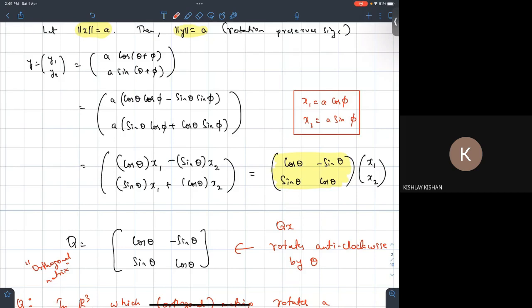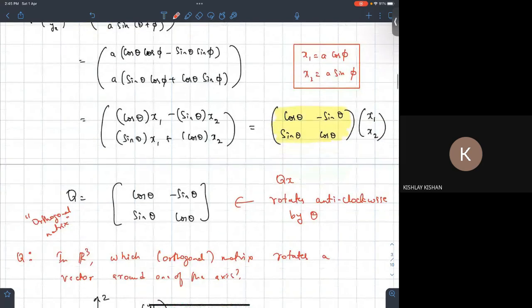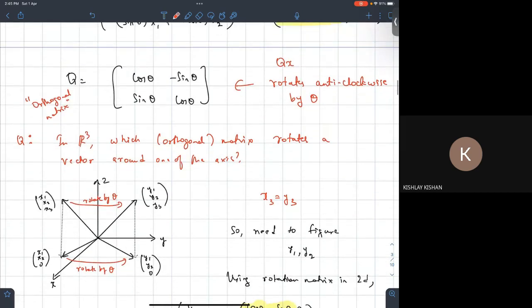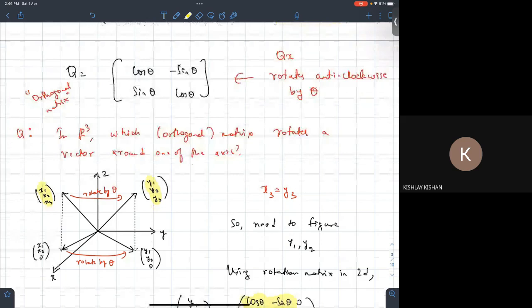Now I'll show how to do this for R3, where I'll handle only one of the rotations. There is some geometry here, so you'll have to pay attention. Imagine this is my X, Y, and Z axis, and I have an x, which is x1, x2, x3. Does everyone see this? I want to rotate it around the Z axis and make it y1, y2, y3.